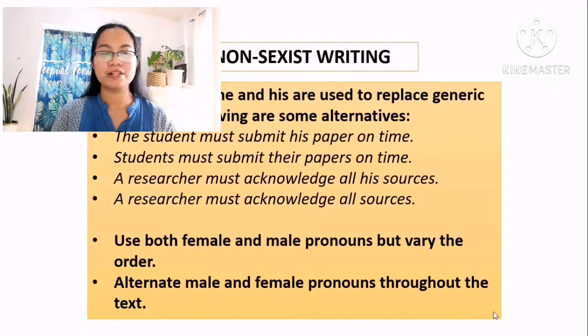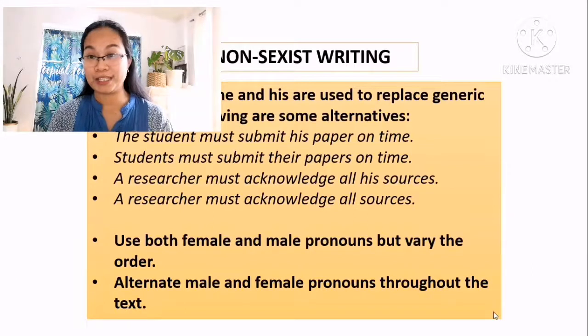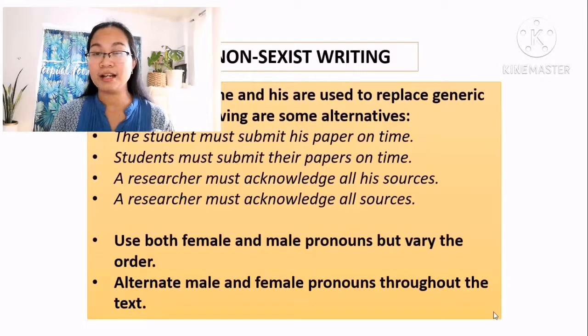Okay? A researcher must also acknowledge his sources according to this one. So we can change it to this. A researcher must acknowledge all sources. I-drop na lang yung his. Okay? Use both female and male pronouns but vary the order.